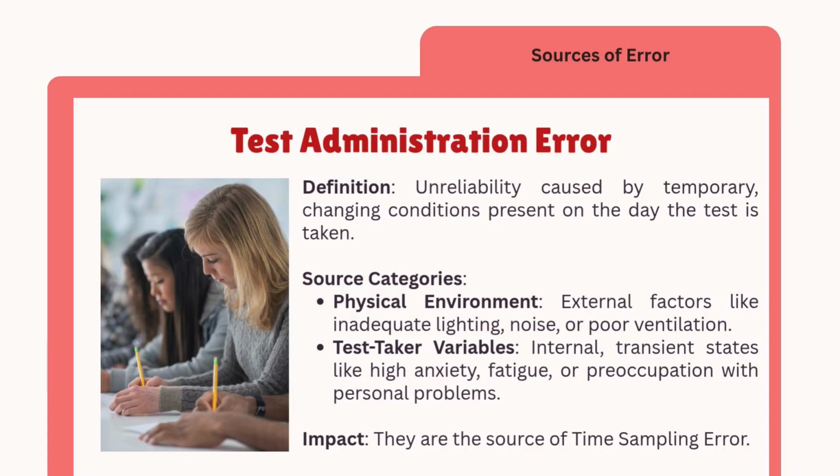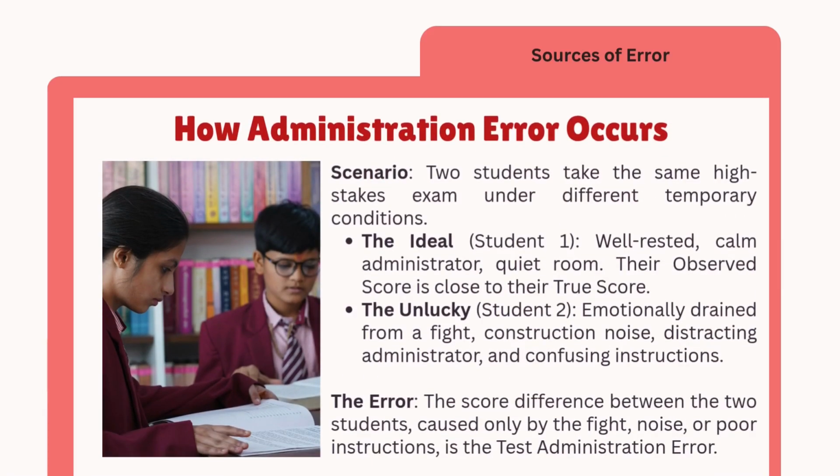So how does this happen? Let's have a behavioral example. So let's imagine a high-stakes professional certification exam. For student 1, they had the ideal day or setting. So this student had a restful 8 hours of sleep, their breakfast was perfect, and they even arrived early. Their test administrator also was calm, gave clear instructions, and the room is comfortably quiet. And so because of this, the test administration error would be much lower, and so their observed score will be very close to their true score.